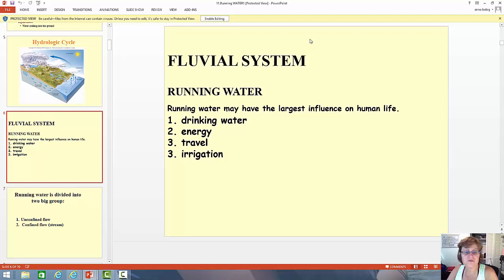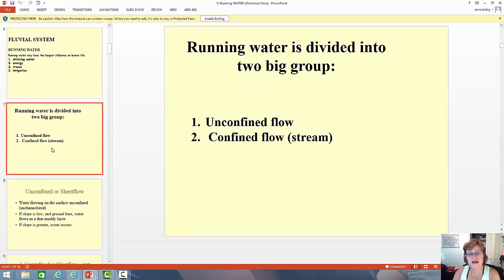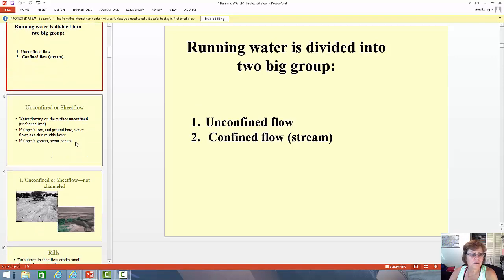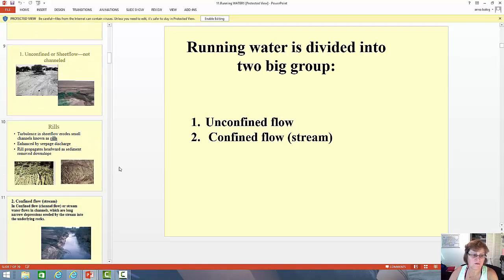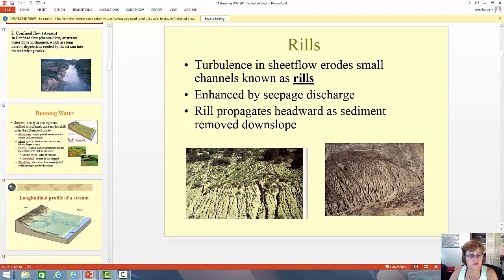And these are the fluvial systems. How do we use the running water? What is unconfined and confined flow? You should know the unconfined. What are rivers? It's important.